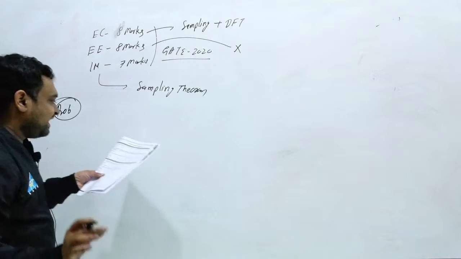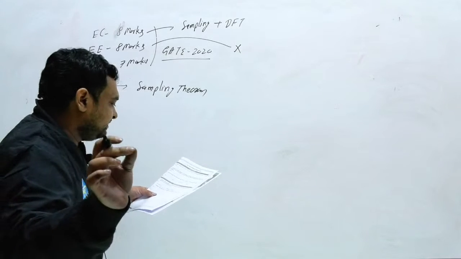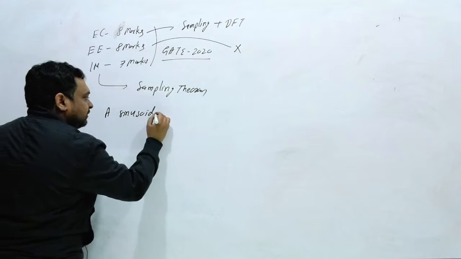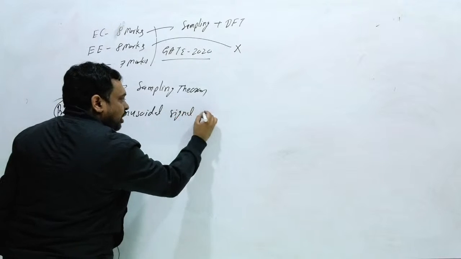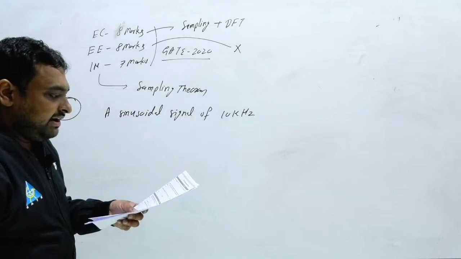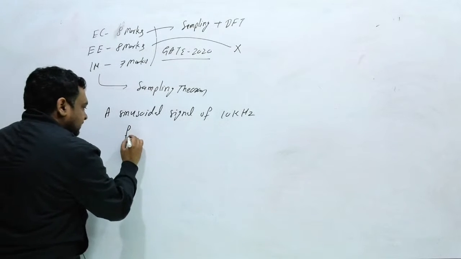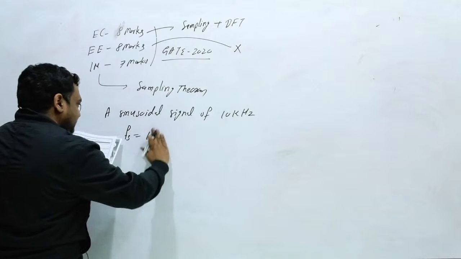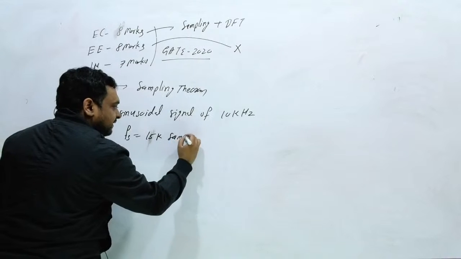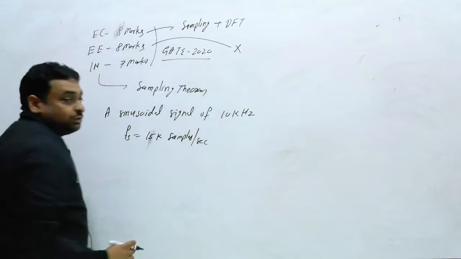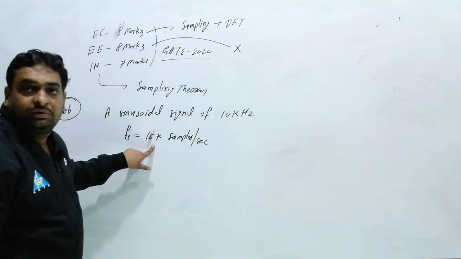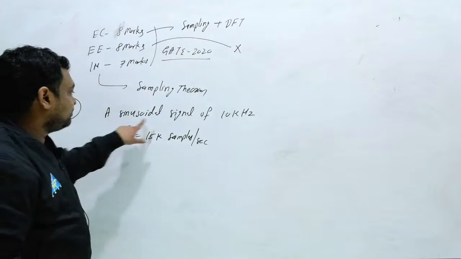Now a sinusoidal signal of 10 kilohertz is sampled. This signal is given and the sampling frequency is given here: Fs is equal to 15k samples per second. Now you can see here the sampling frequency is not twice of this. And this is a sinusoidal.